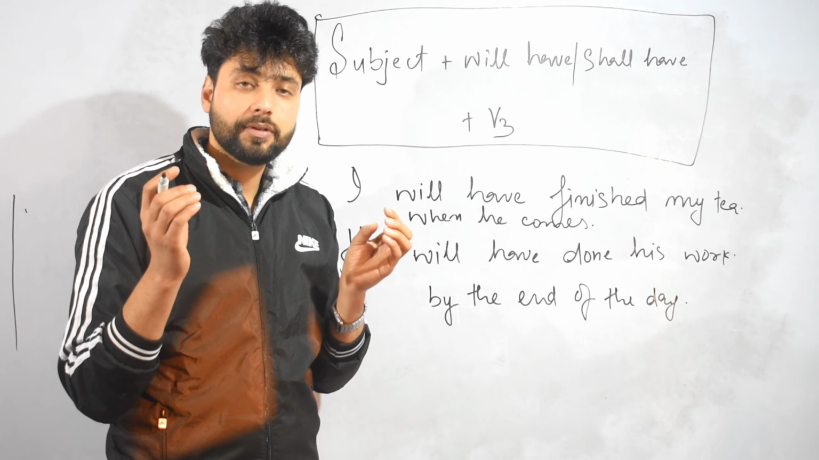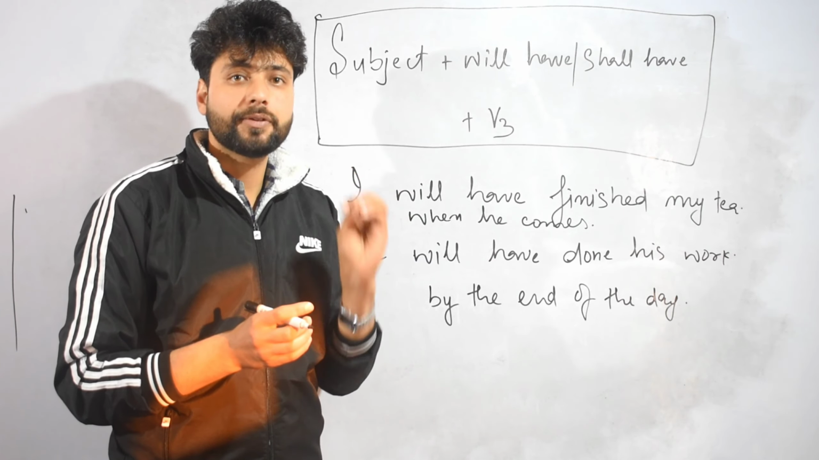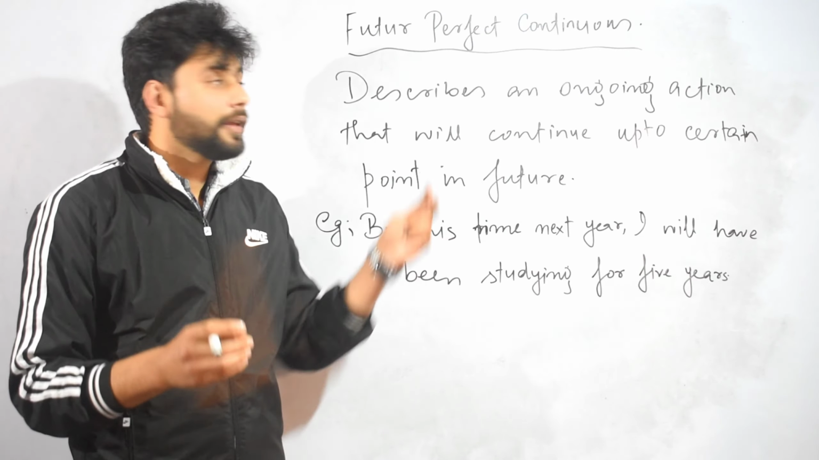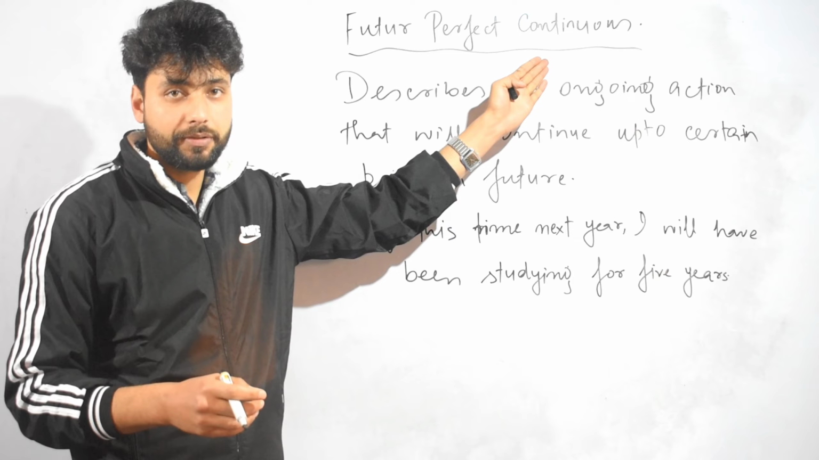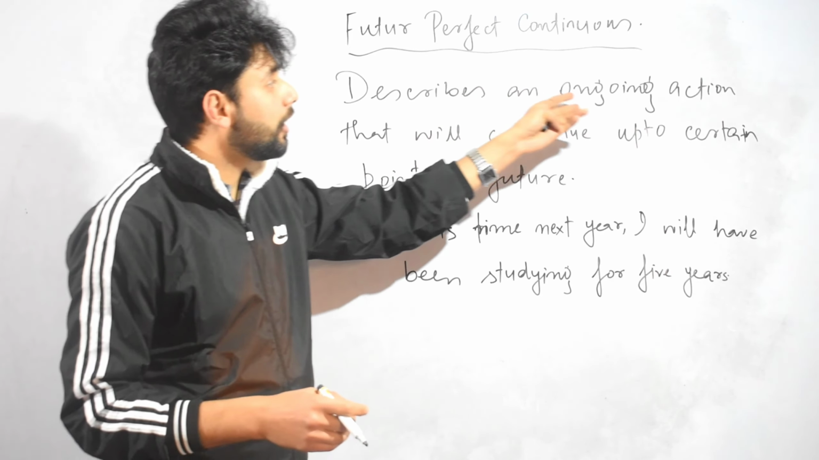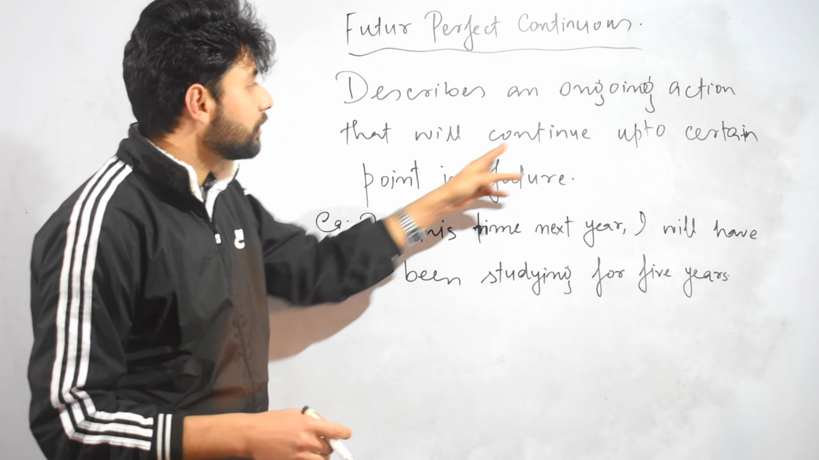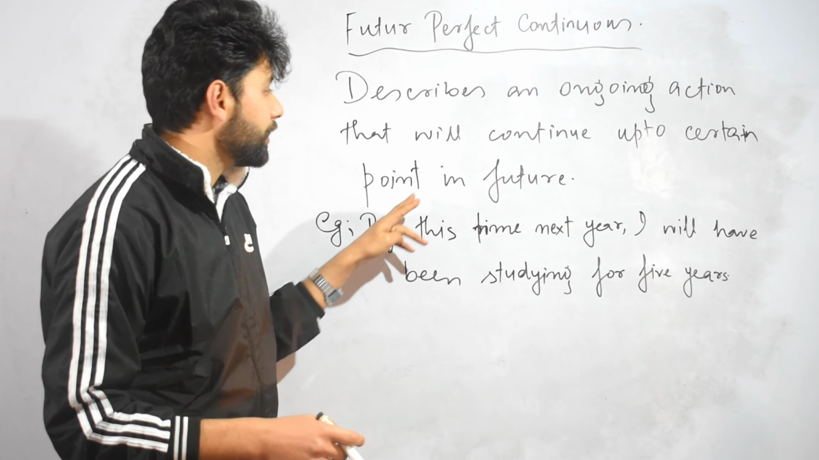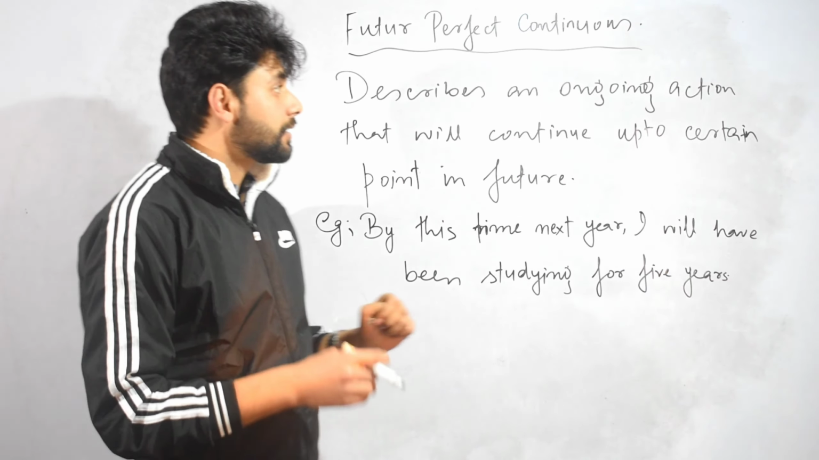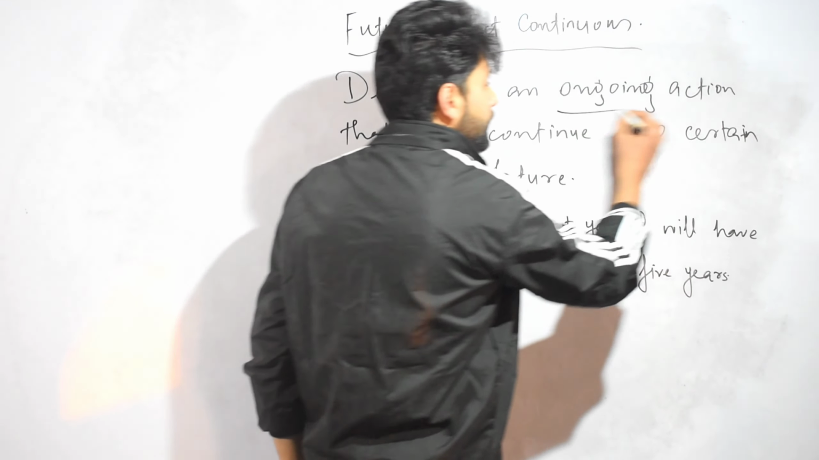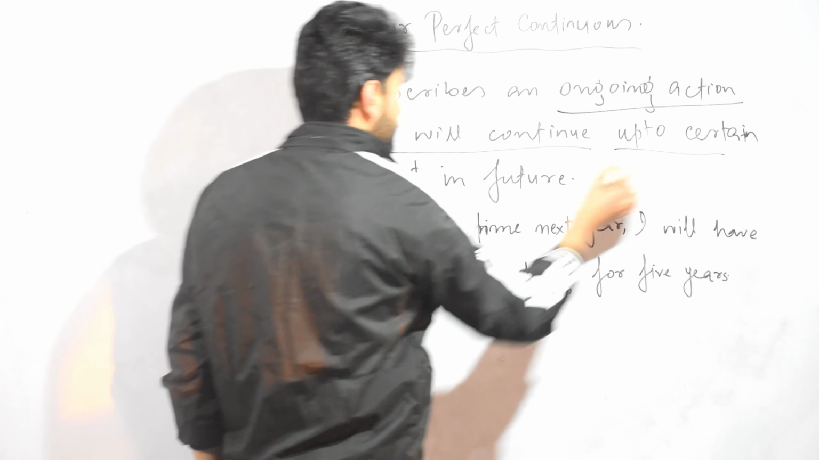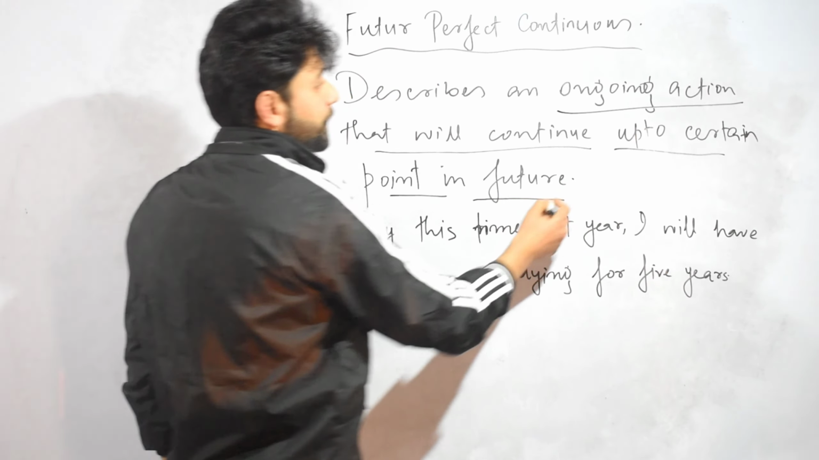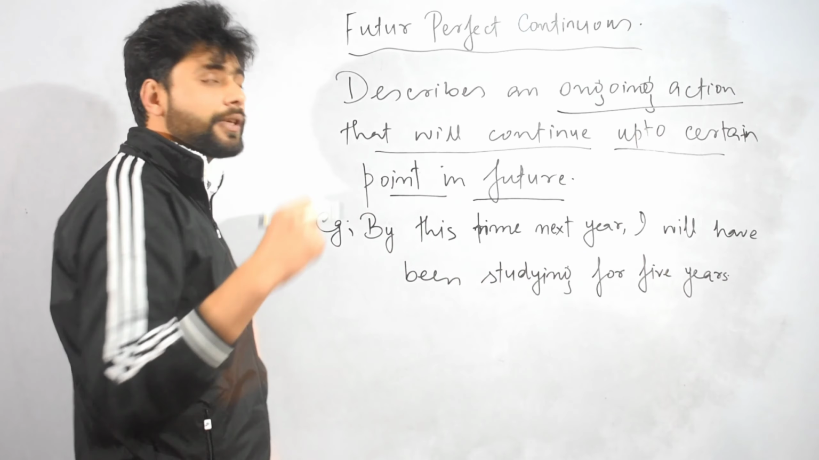Now we are going to learn something about future perfect continuous. Here is the definition of future perfect continuous. It describes an ongoing action that will continue up to a certain point in future. So, an ongoing action is being described that will continue up to a certain point in future.